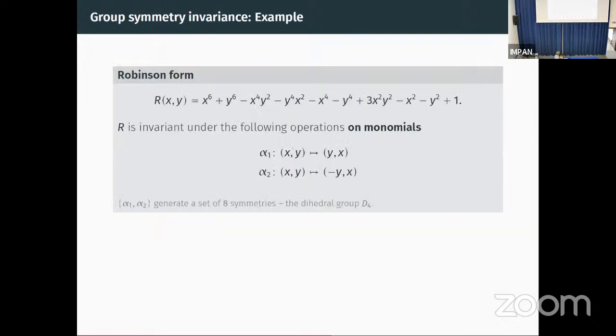For an example, I have this polynomial in Robinson form. This polynomial is invariant under the following two operations. I can permute the variables, right? These two come in pairs. This one maps it to itself, and one also maps to itself. And because every degree is even, I can throw in a minus, and it's going to be equal. Okay. So this polynomial is invariant under these two operations, and these two operations generate a set of symmetries that I give you.